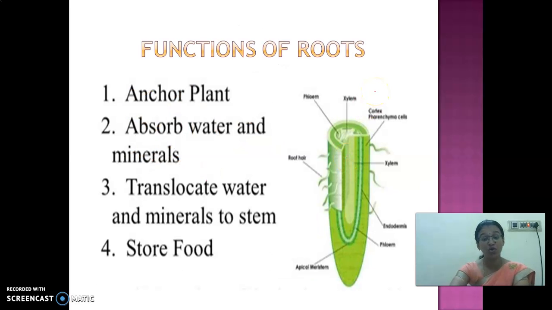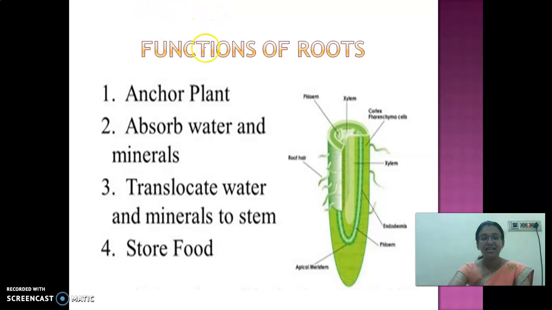Functions of root. What are the functions of root? Anchor the plant. Anchor is nothing but it supports the plant. And absorbs water and minerals. Roots help in absorbing water and minerals.